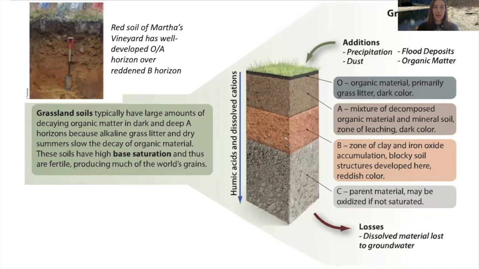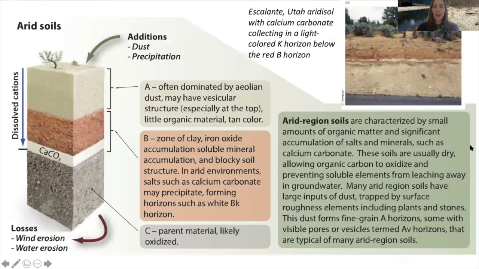organic rich environments. As a good example of this, you can see in the upper left-hand side, the red soil of Martha's Vineyard. It has a very well-developed organic mineral layer at the very top that is quite gray, and a distinct color transition from that gray OA horizon at the top to the very red horizon that is the B layer below. In arid soils, desert soils, they look quite a bit different.